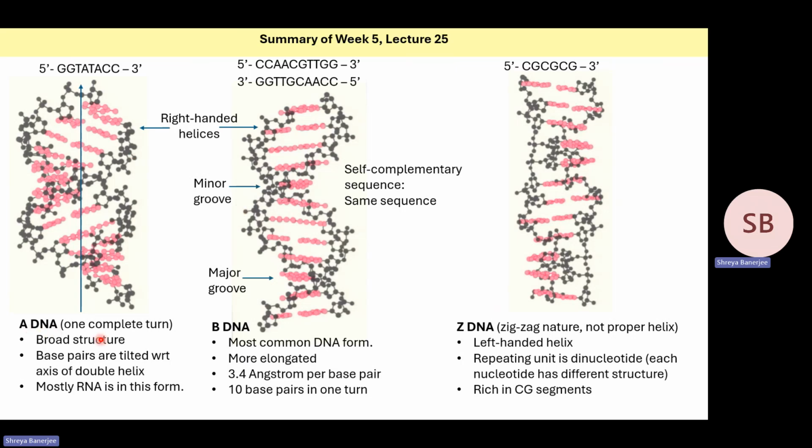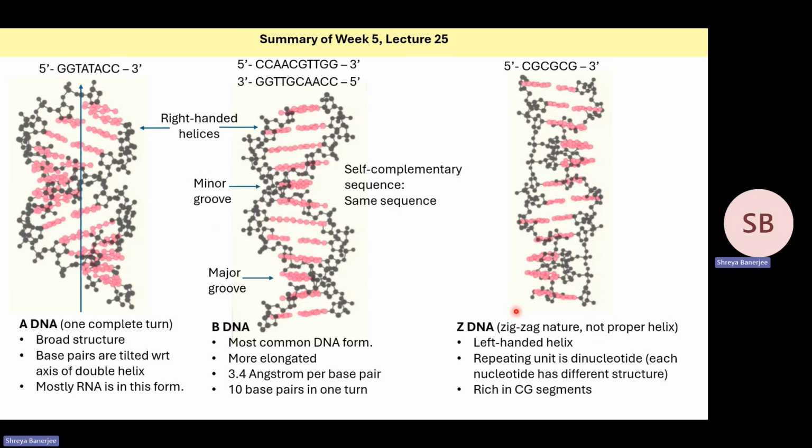Another kind of DNA, in which mostly RNA is found, is called A-DNA. Compared to B-DNA, it has a much broader structure. The other thing is that the base pairs are very much tilted compared to the helical axis. If you imagine this blue line as the helix axis, you can see that the base pairs are tilted by a lot compared to B-DNA. And as I said, the other difference is that B-DNA is a much narrower and longer structure compared to A-DNA.